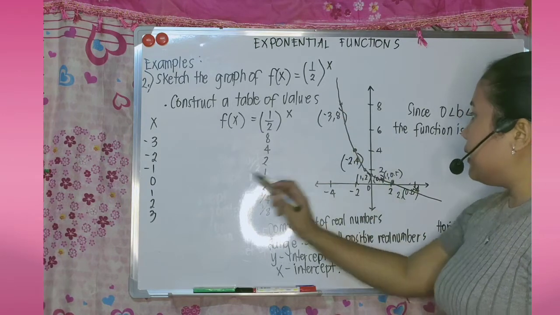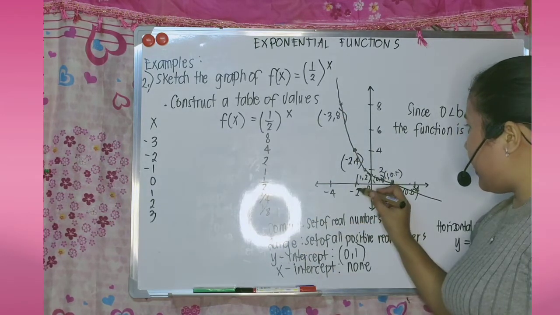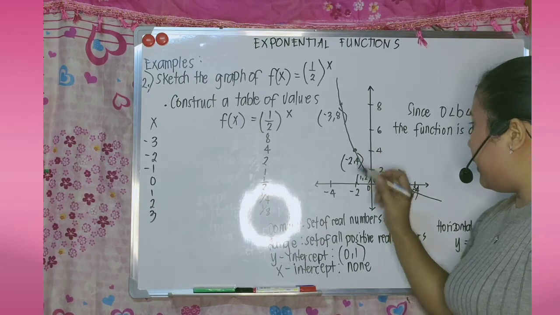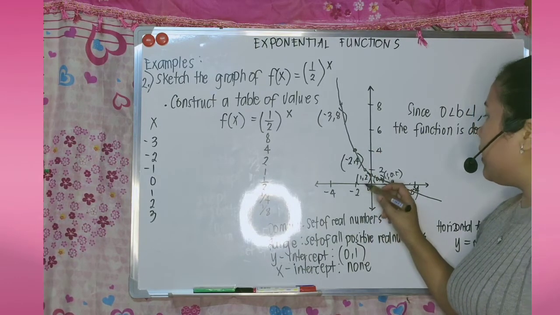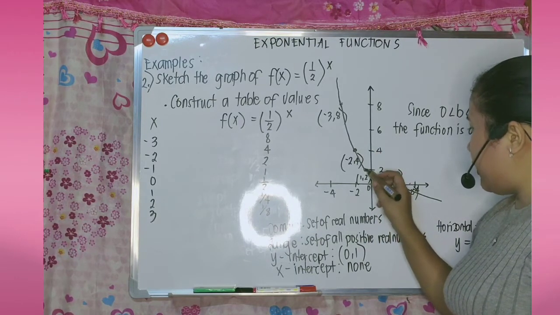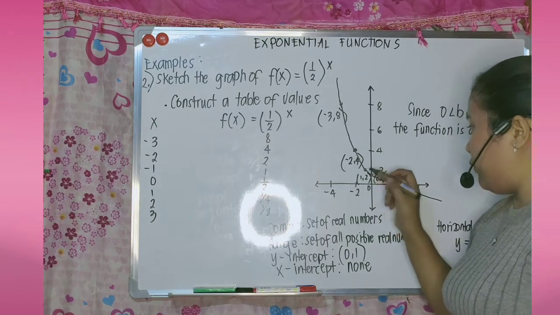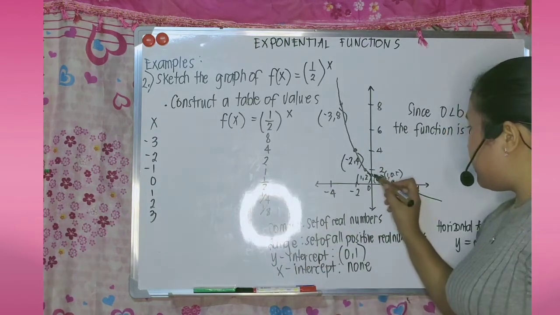So, negative 3, 8. The next, negative 2, 4. So, this is negative 2. This is 4. So, there. Then, negative 1, 2. So, here is the 1s. There is the negative. Negative 1, positive 2. Then, 0, 1. So, here is 0, 1.